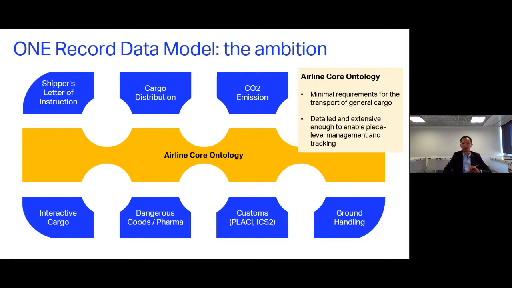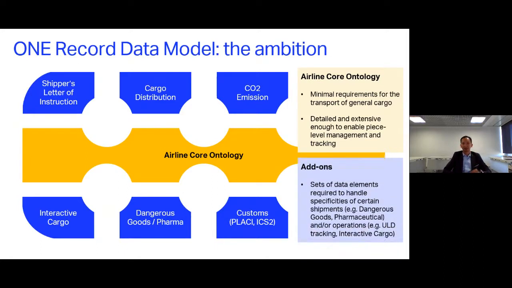And then on top of this airline core ontology, which is basically the coverage of today, the master waybill and the house waybill, we define additional add-ons, which are the sets of data elements that would be required to handle specific shipments, such as dangerous goods, pharmaceutical products, but also to take into account different operations, such as cargo distribution, intuitive cargo, yearly tracking, cargo ops, and so on. So as you can see, what we did is that we look at the core and we add additional elements whenever it's required or when we have requirements from the industry.